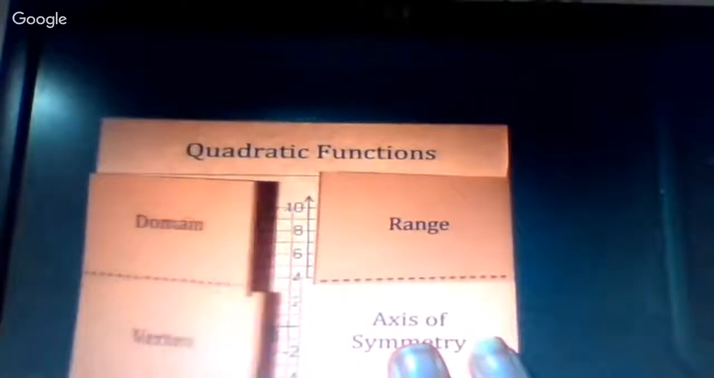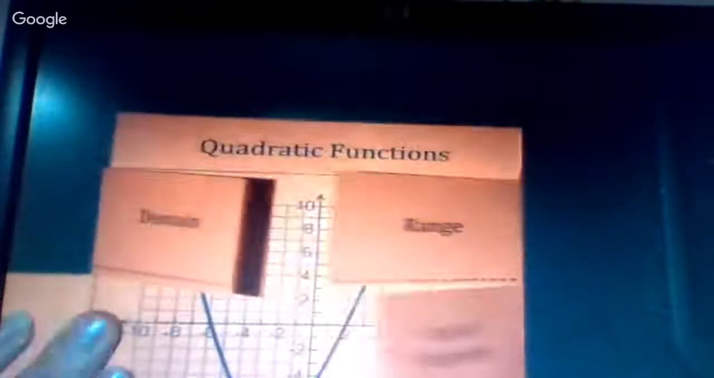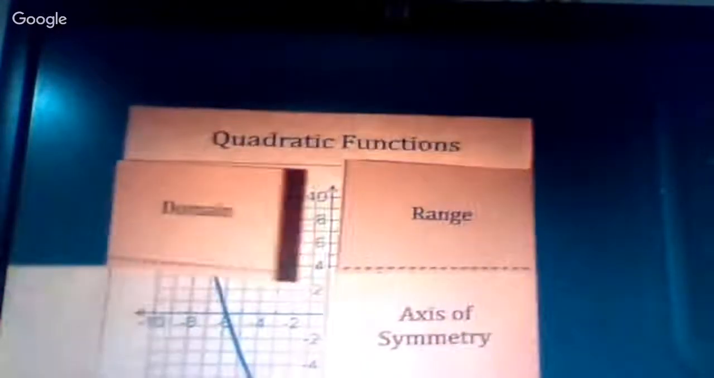So we're going to look at the vertex first. So we need the second flap on the left. Find your second flap on the left.